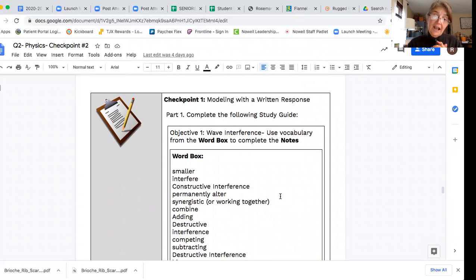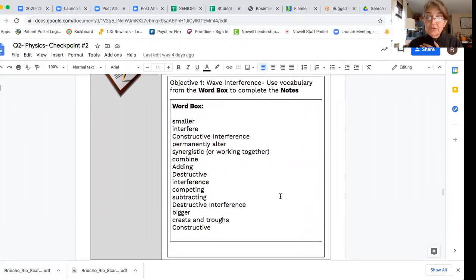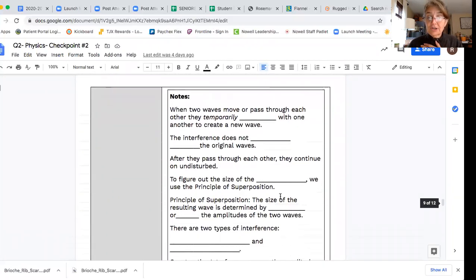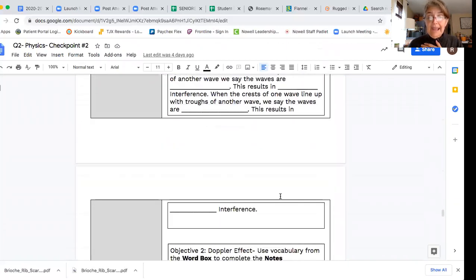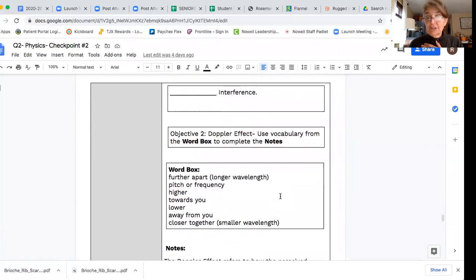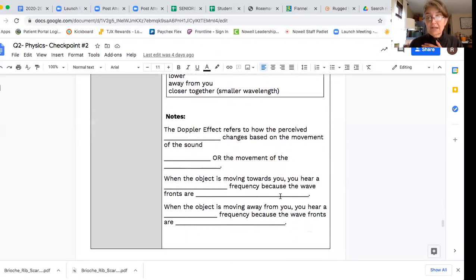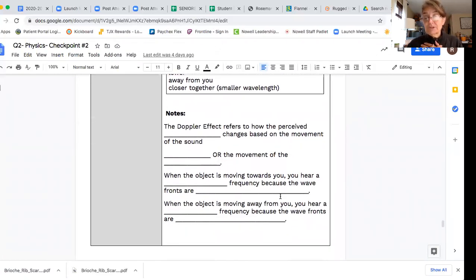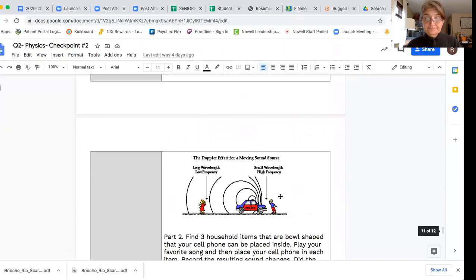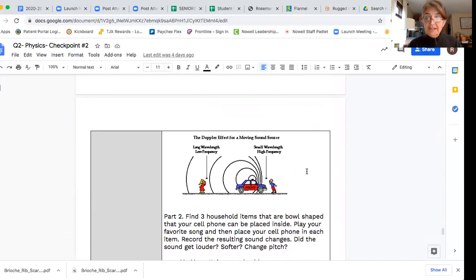your understanding on the wave interference, using these words from the word box to complete the note section, and on the Doppler effect, using these words from the word box to complete this note section. Once you have that completed, you have a really good notes on interference and Doppler effect. And here's a picture of that Doppler effect. The changing of that frequency or pitch due to the location of the object that is emitting the sound and your location.